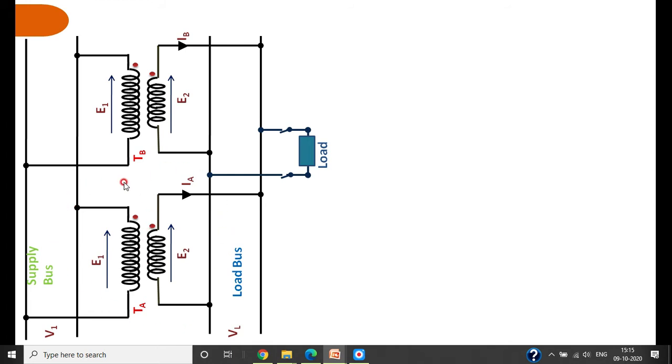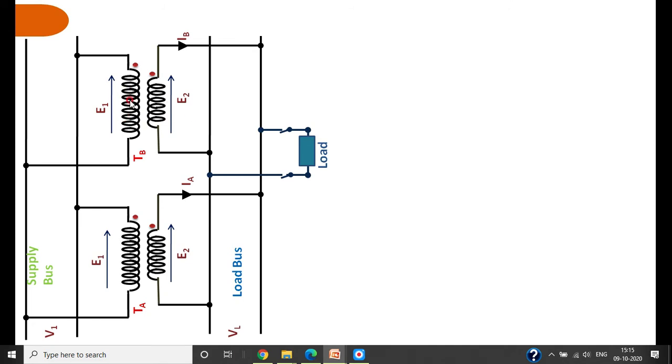Now this whole circuit diagram can be replaced by an equivalent circuit diagram. The whole transformer can be represented by its equivalent resistance and reactance referred to the secondary side. Similarly, this transformer is also replaced by its resistance and reactance referred to the secondary side, and the load is connected. Just we will see how exactly it works.